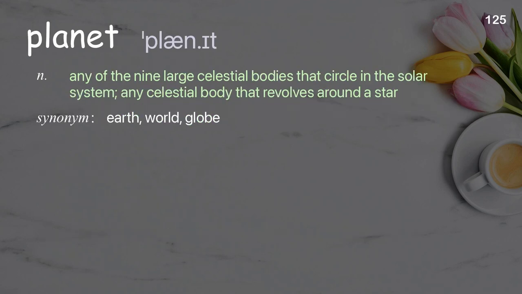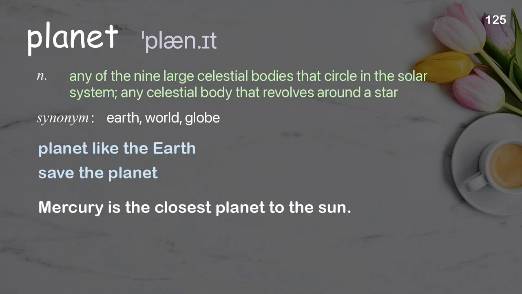Planet. Any of the 9 large celestial bodies that circle in the solar system; any celestial body that revolves around a star. Examples. Planet like the Earth. Save the planet. Mercury is the closest planet to the Sun.